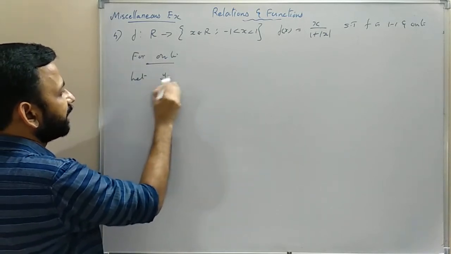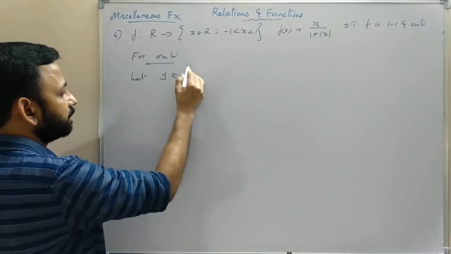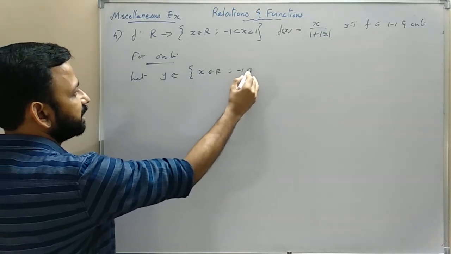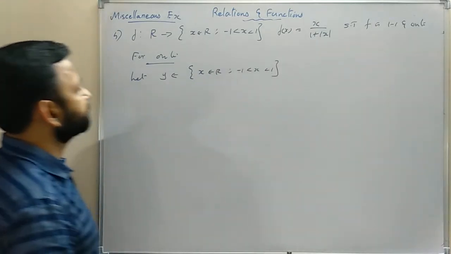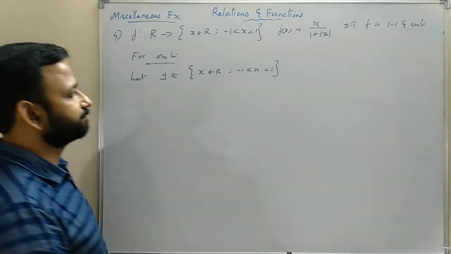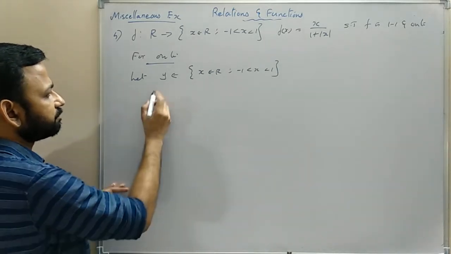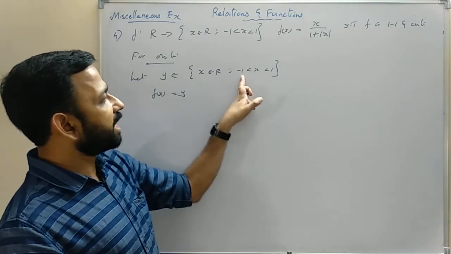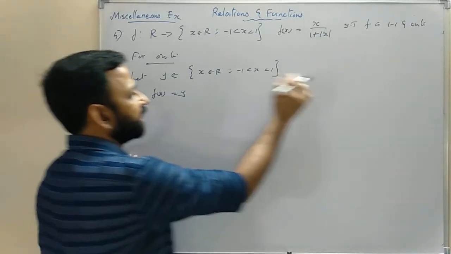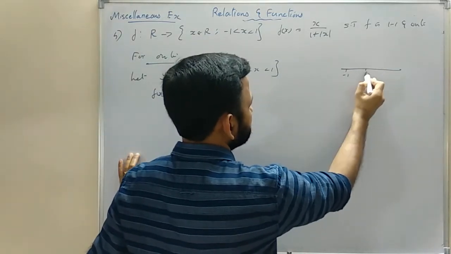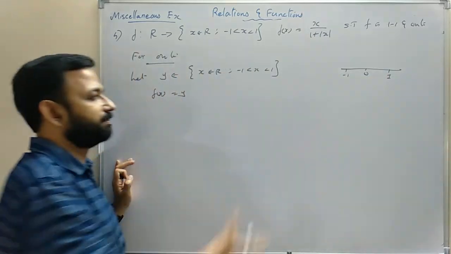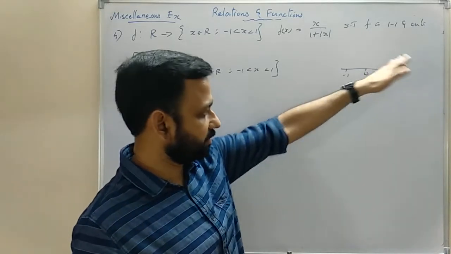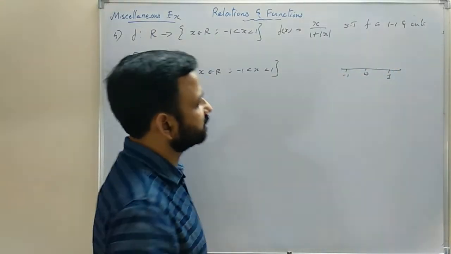Let y belongs to codomain, that is set of all x belongs to R such that minus 1 less than x less than 1. Then f of x is equal to y. And here y is an element in between minus 1 and 1. So y can be positive or y can be negative. Right side of 0 it is positive, left side of 0 it is negative.